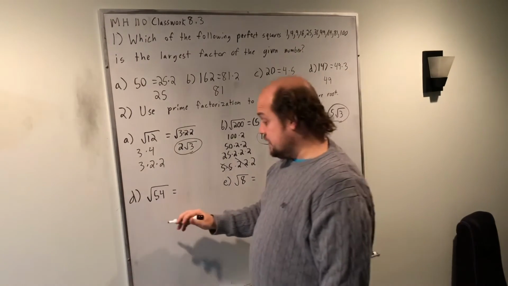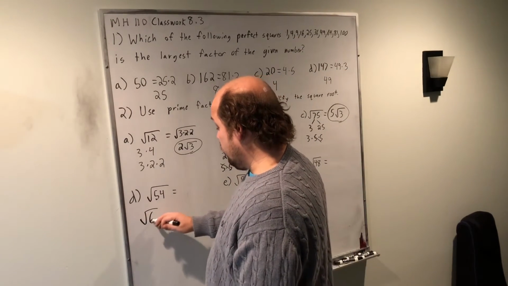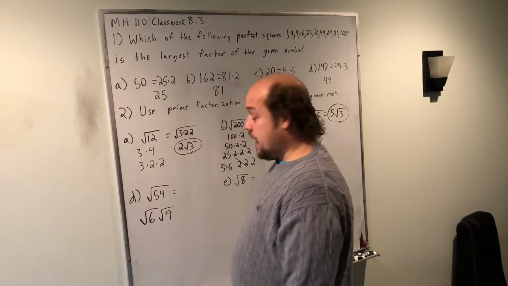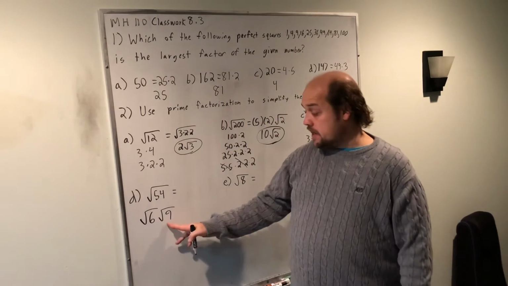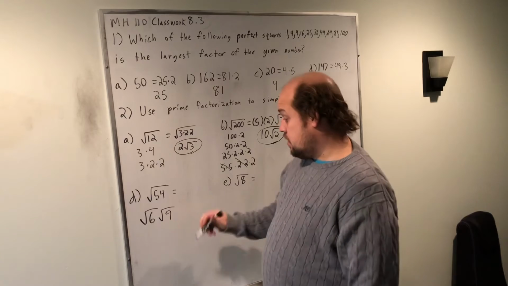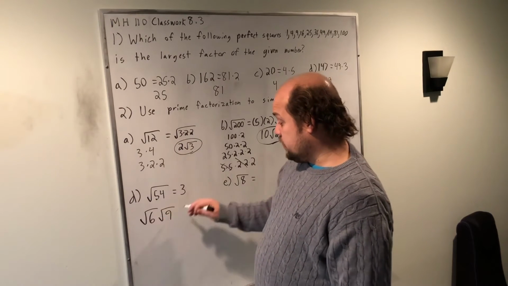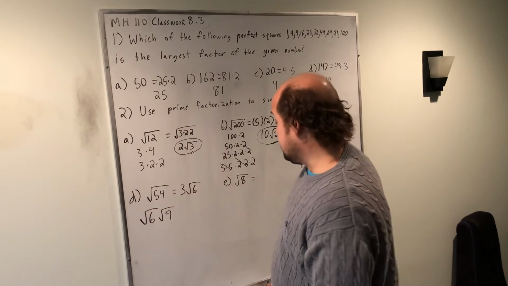What that really means is I can break this down into the root of 6 times the root of 9. But we know what the root of 9 is. The root of 9 is 3. So this becomes 3, and what's left behind is the root of 6.